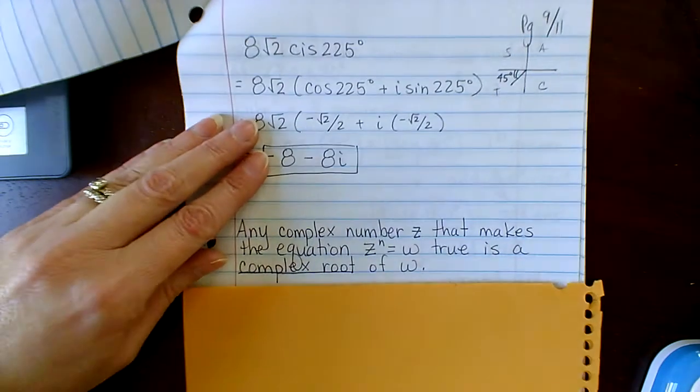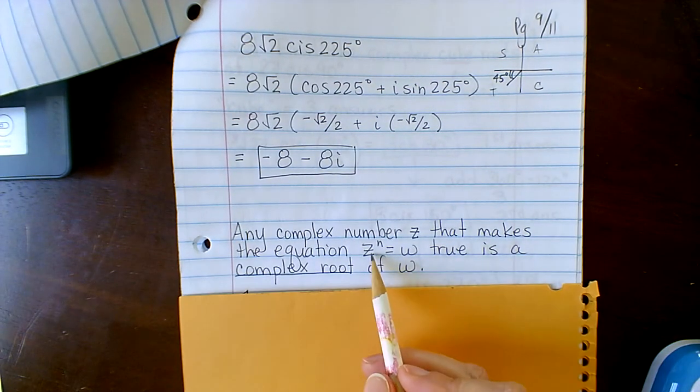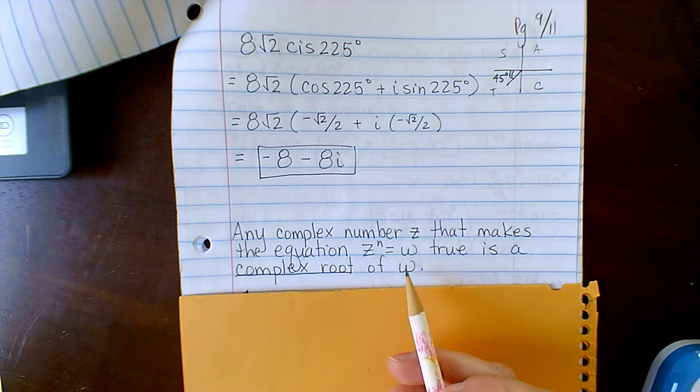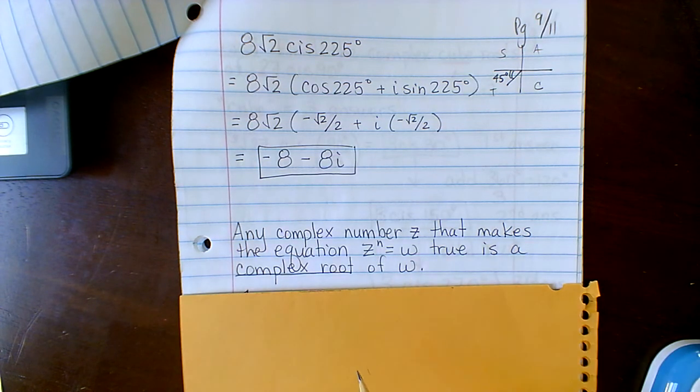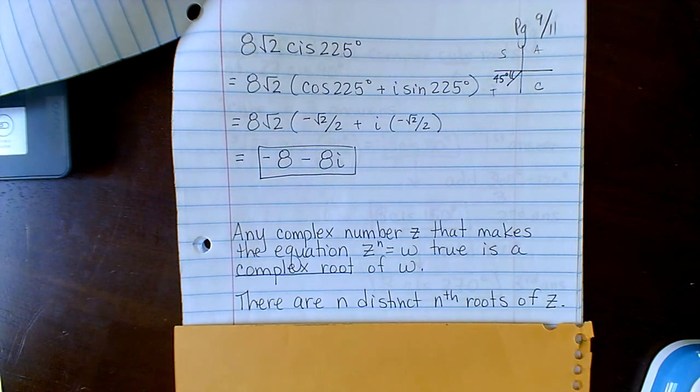Okay, so any complex number that makes the equation z to the n equals w true is a complex root of w. Okay? That's just a fancy way of saying that if we undo that nth exponent, we're going to get an nth root. Now, there are n distinct nth roots of a complex number.